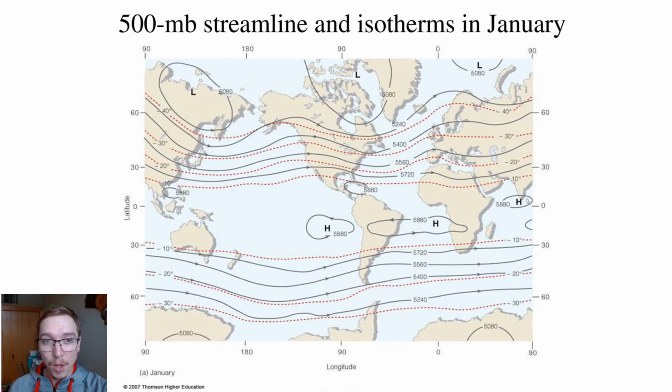At 500 millibars, these are the streamlines and isotherms in January as well. You can kind of see low pressure systems setting up over Greenland and kind of northern Canada, over northern Russia as well. These high pressure systems setting up over kind of Brazil into Africa and off the coast of Chile as well, and Peru, and then kind of south of India as well.